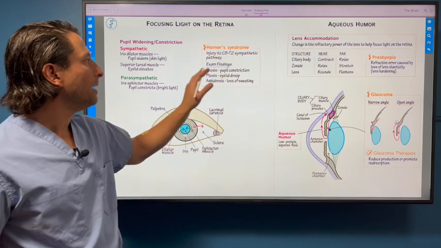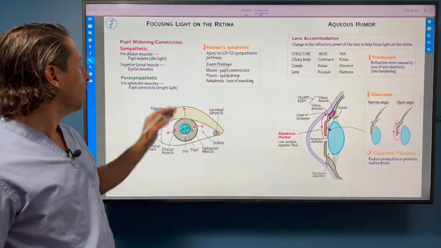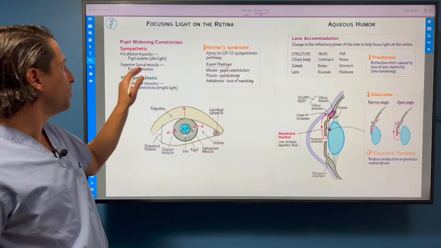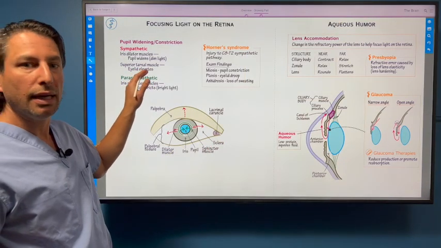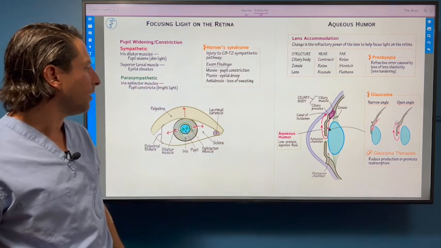Horner syndrome is an injury to the sympathetic pathway. So what's going to happen? Well, there's going to be constriction of the pupil. There's going to be ptosis. And the reason for the ptosis is eyelid droop from this superior tarsal muscle denervation. And then there's also anhidrosis, a loss of sweating.